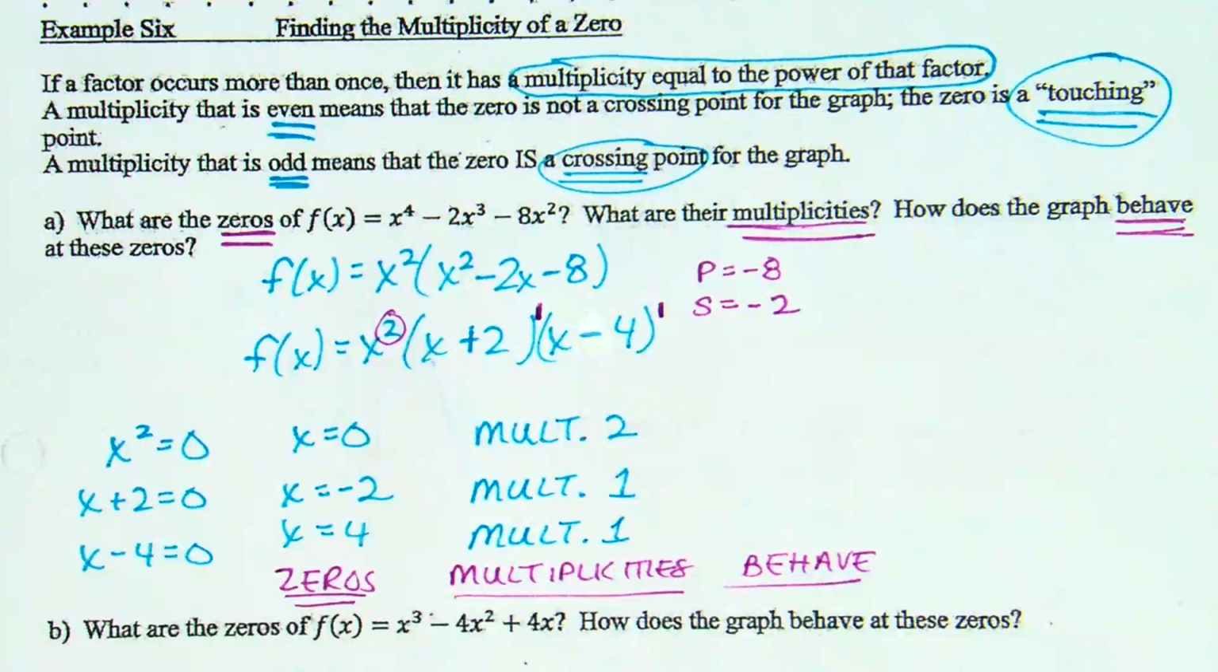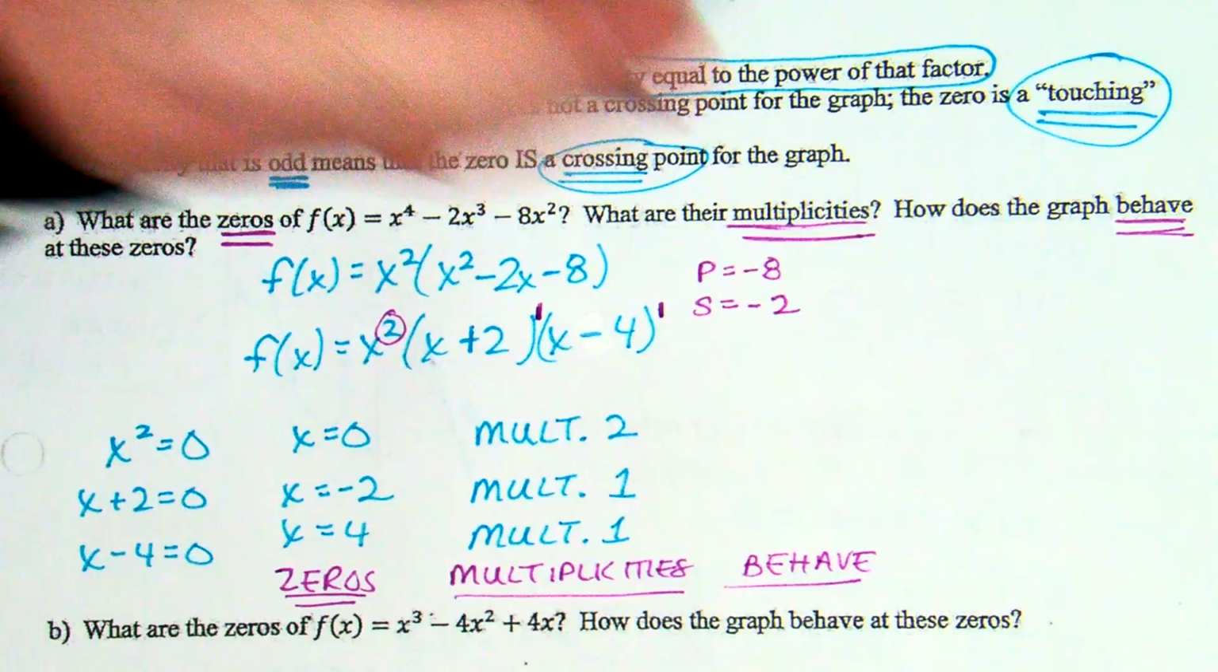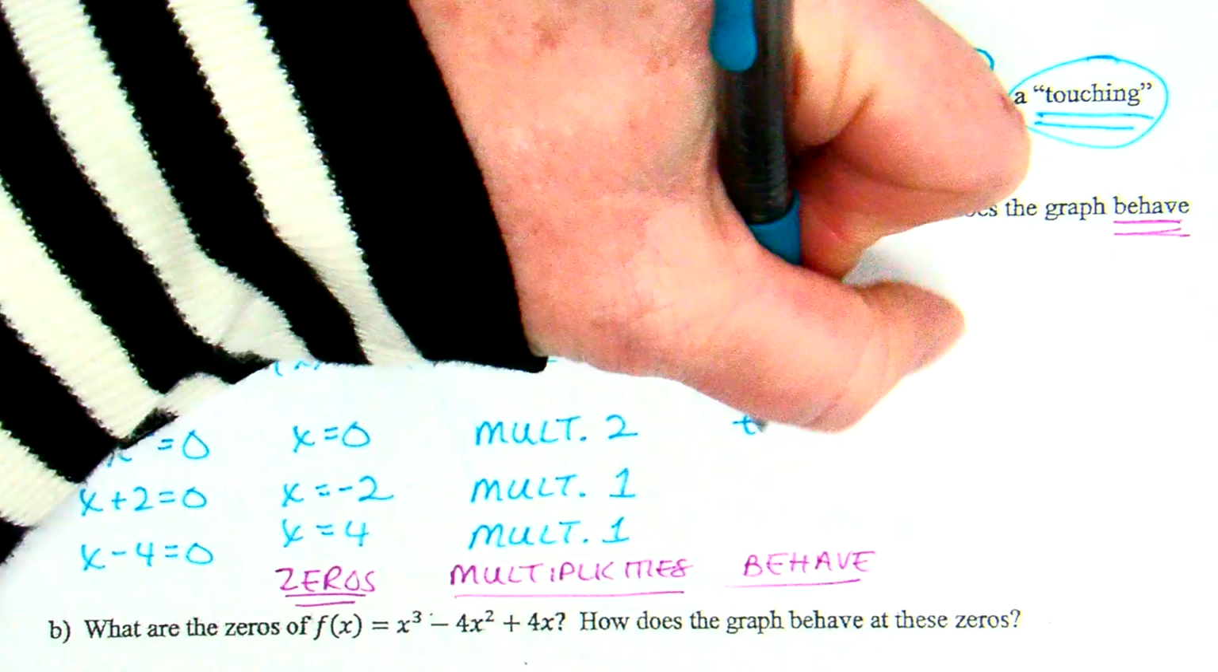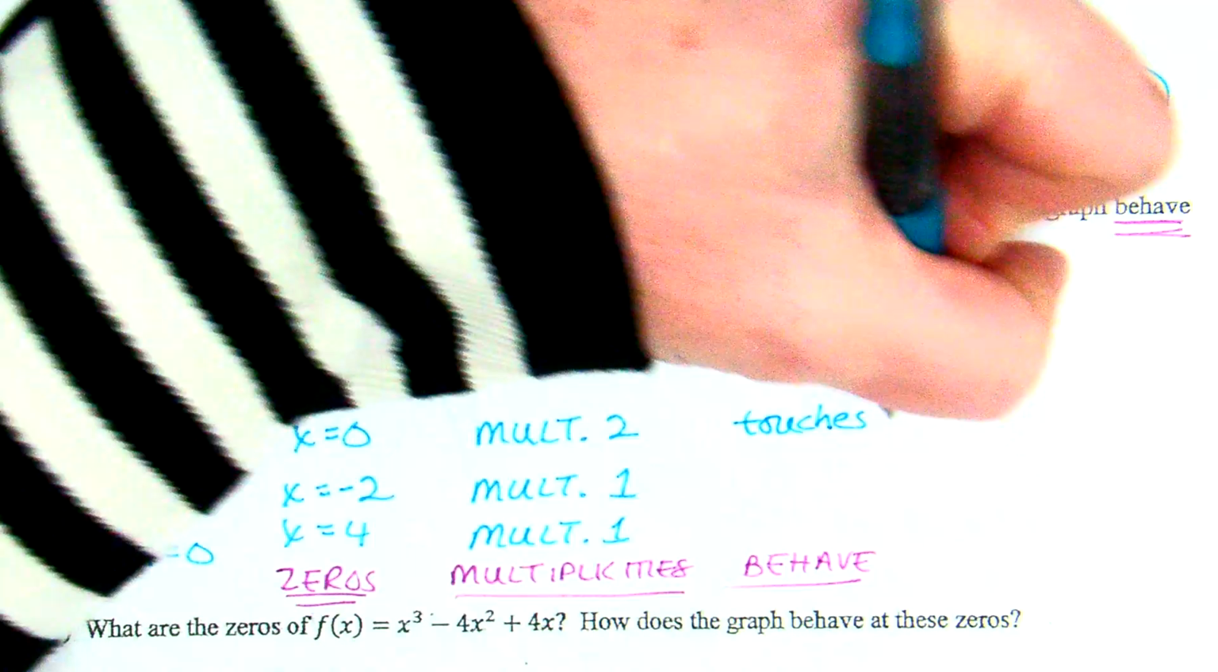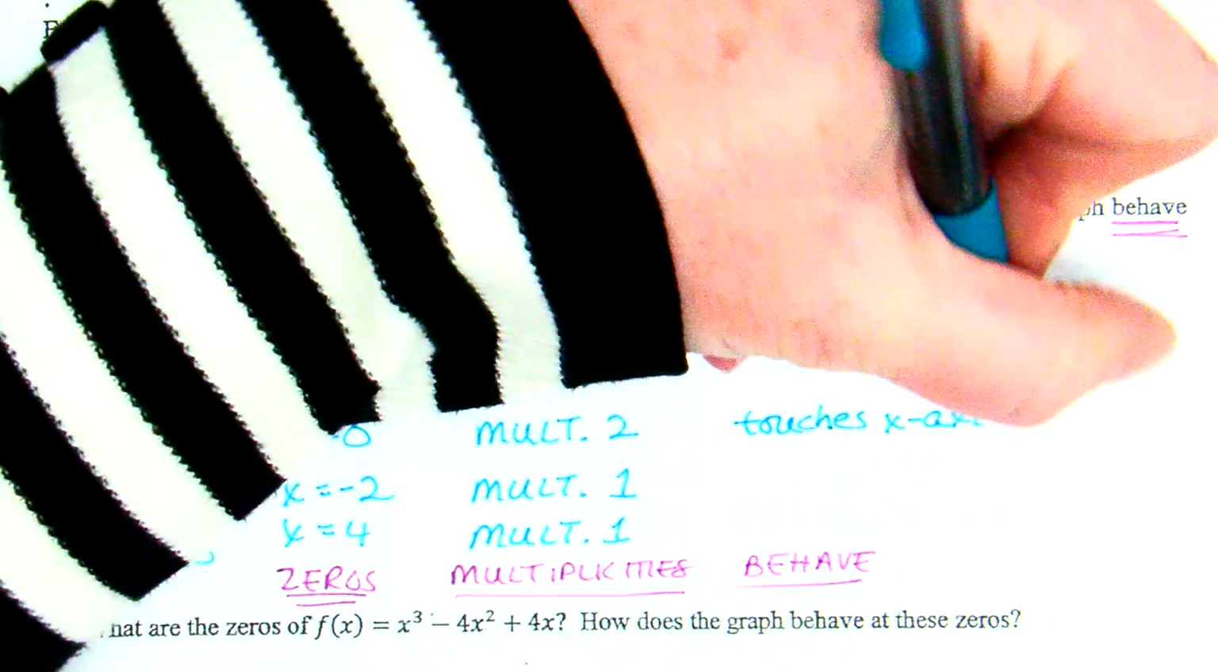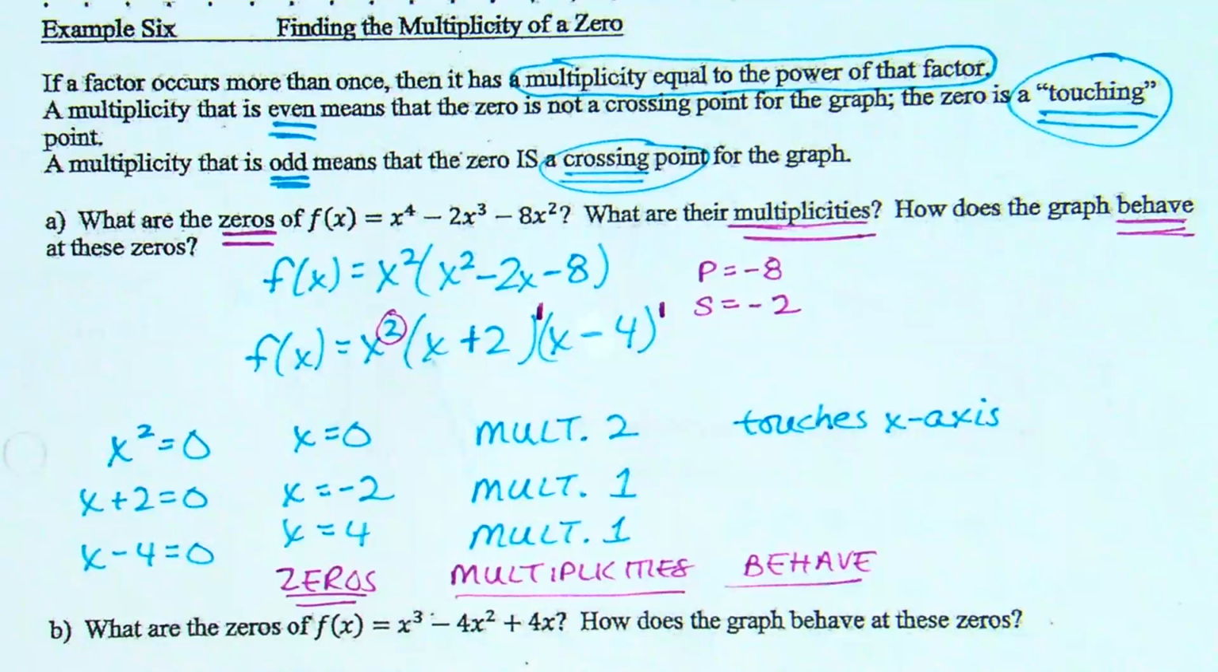Now, how does the graph behave at that point? Go back up and read. When the multiplicity is even, that means that the 0 is not considered a crossing point for the graph. The 0 is a touching point. So what it means is that this is just going to touch the x-axis. It won't cross through it, but at x equals 0, it's just going to touch the x-axis.